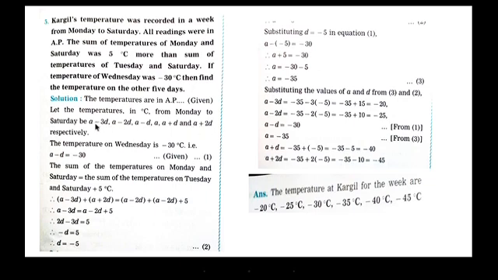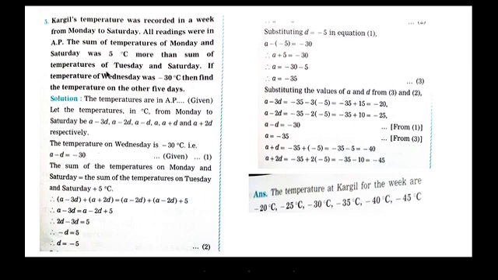That means on Monday the temperature was A minus 3D, on Tuesday A minus 2D, on Wednesday A minus D, on Thursday A, on Friday A plus D and on Saturday A plus 2D. Okay. Now it is given that on Wednesday the temperature is minus 30 degrees Celsius. So on Wednesday the temperature was assumed as A minus D. So A minus D is minus 30. Okay, so this is given to us.